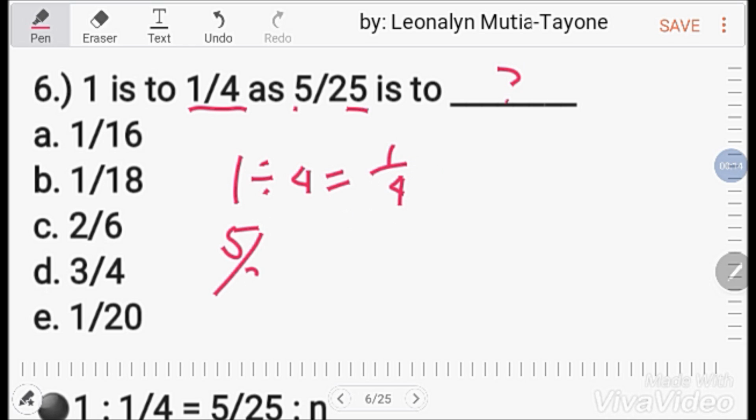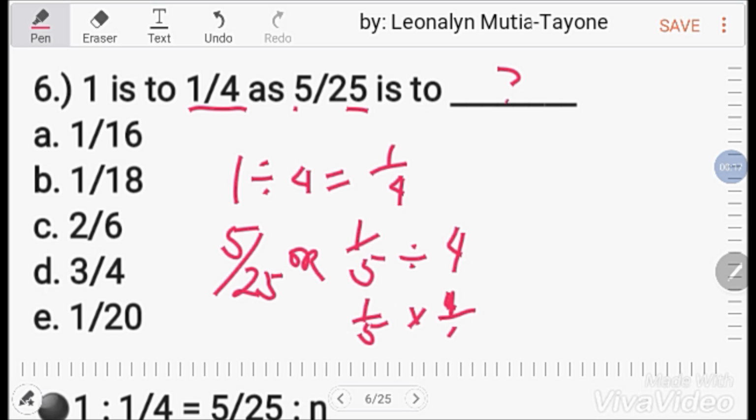So, si 5 over 25, simplify natin itong 5 over 25. Mayroon tayong separate video kung paano mag-simplify niyan. So, it is also 1 over 5. Divide natin ng 4. So, ang pag-divide ng 4, 1 yan, and that is 1 over 20. So, ito na yung sagot.